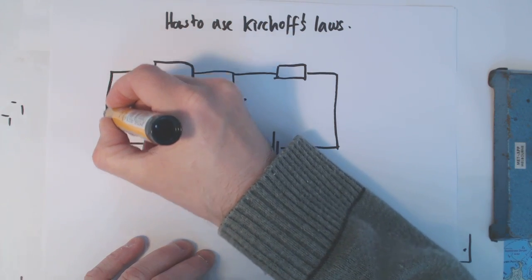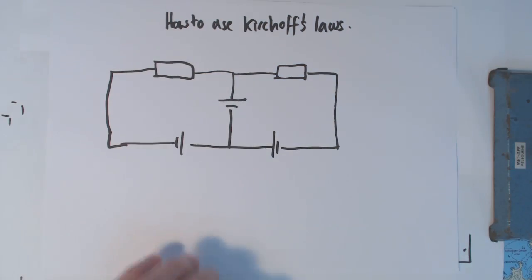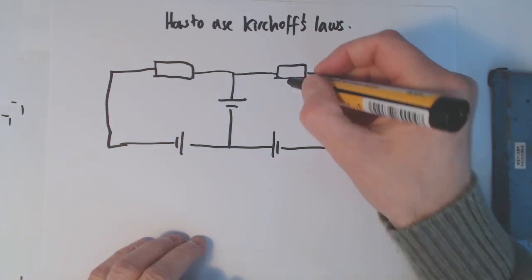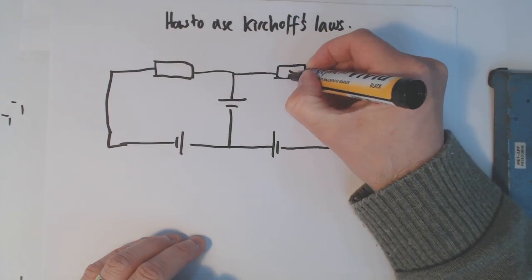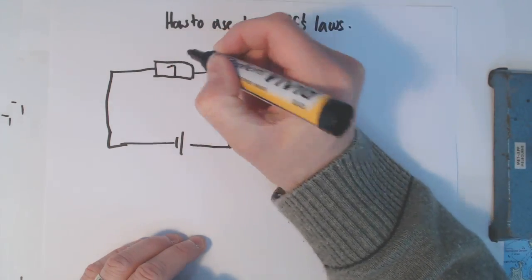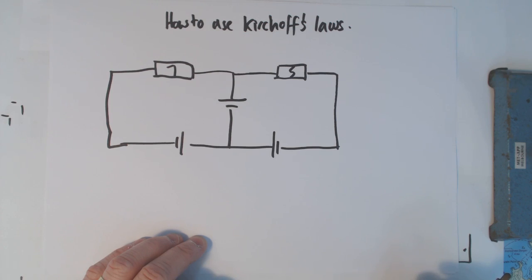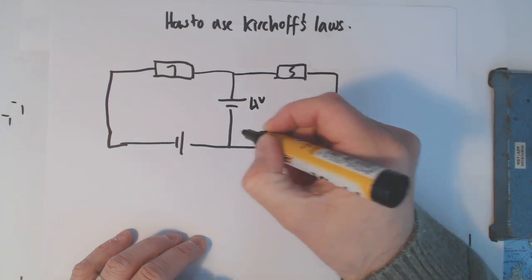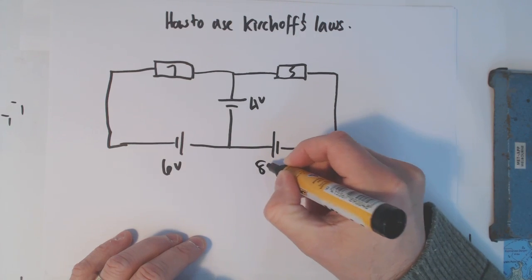These are another level up from what you did in level 2 in terms of DC circuits. Now what you've got to do, we can give these resistances if you like. I can call this one 5, I can call this one 7. These are ohms, of course. I could give you the voltages here, 4 volts, 6 volts, 8 volts.